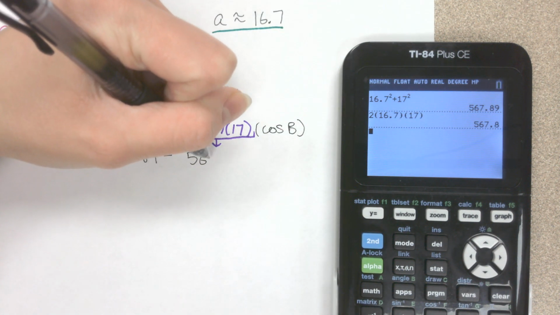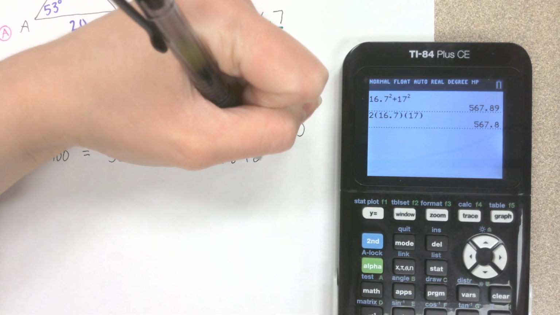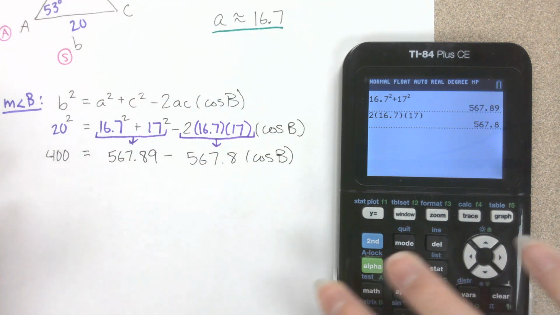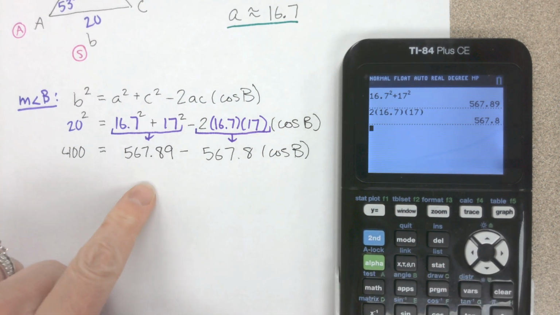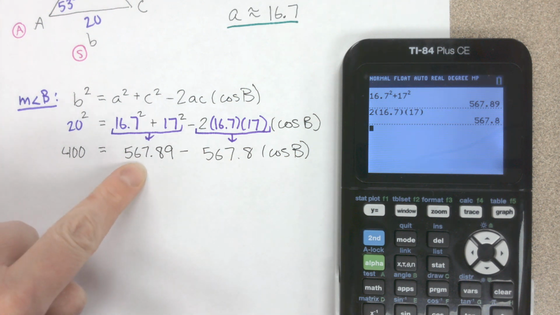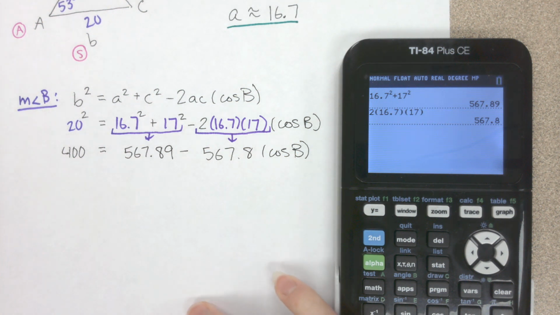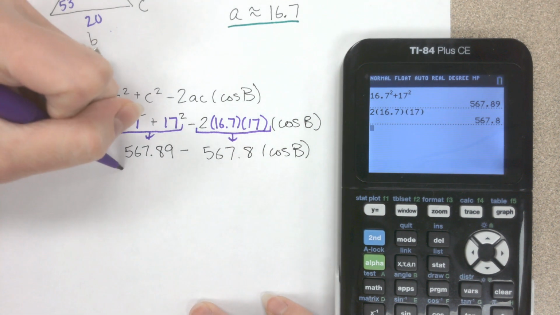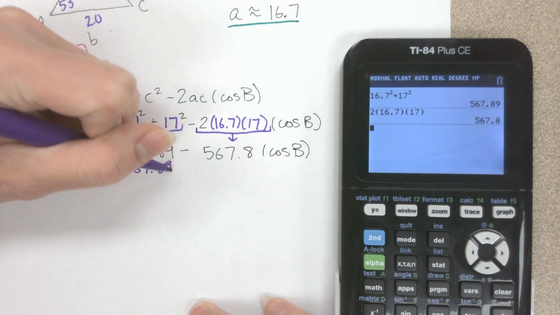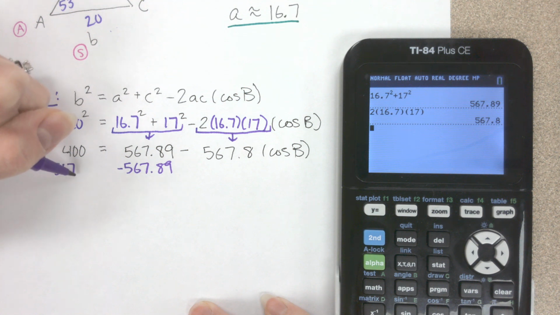$567.8. Interesting. Okay, next, again, resist the temptation to subtract these. You're not allowed because of the cosine. So what we're going to do instead is subtract 567.89 on both sides.